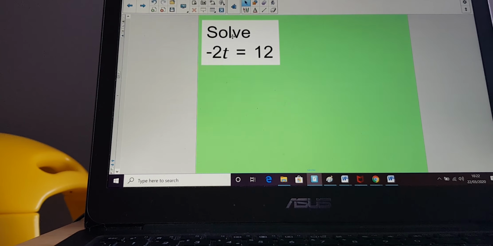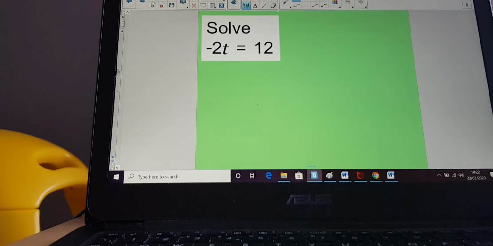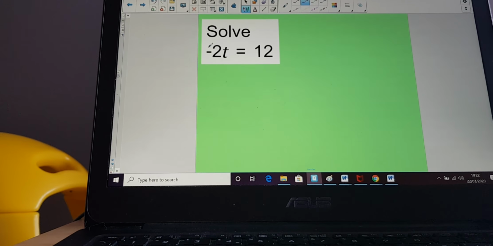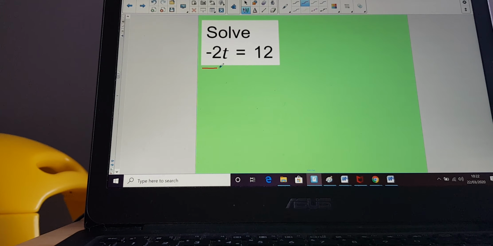Next questions we've touched on before, so hopefully we should find this relatively straightforward. Is this pretty much the same concept as we had before, but this time, instead of it being confusing what the coefficient here is, we know that it's negative 2. So I'm going to divide by negative 2 here, divide by negative 2 here. That's going to give me t equals 12 divided by negative 2 is negative 6. Done.